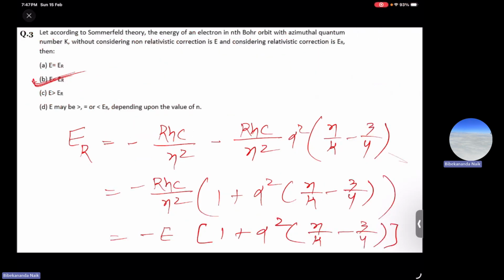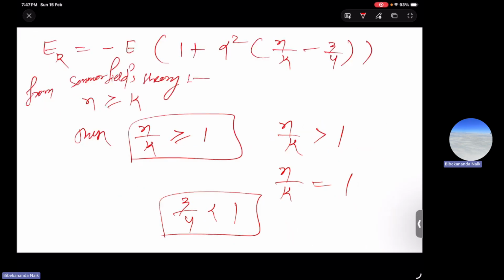So eraser. So ER is less than E, so E is greater than ER. So the correct option is option C. I hope this is clear to you.